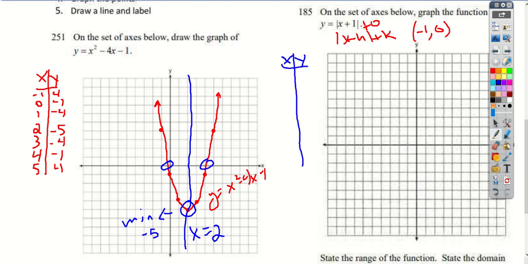Okay, I know the vertex is (-1, 0). That goes right in the middle. And then I'm going to do points around it. So -2, -3, and then 0 and 1.